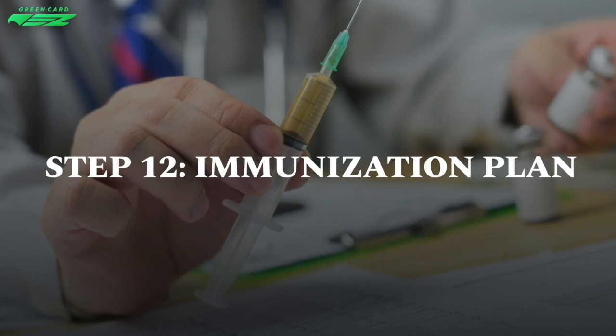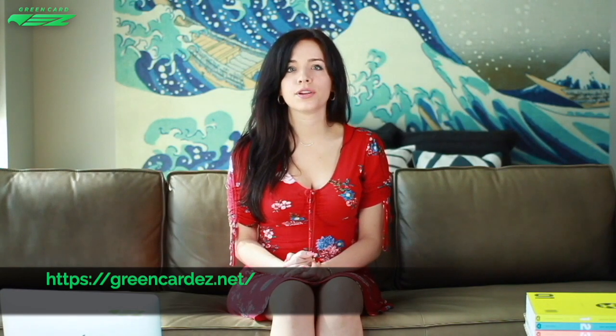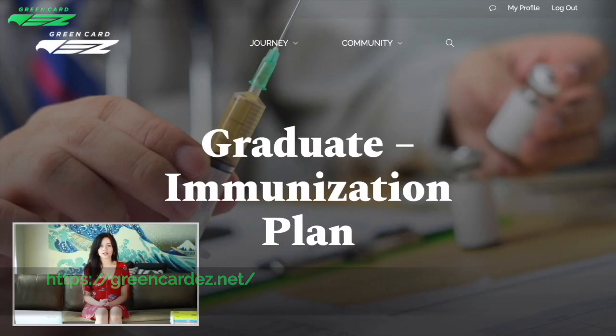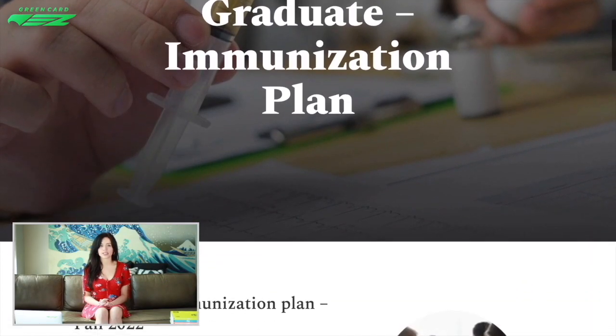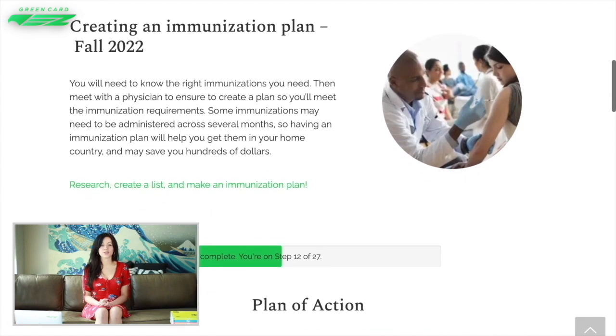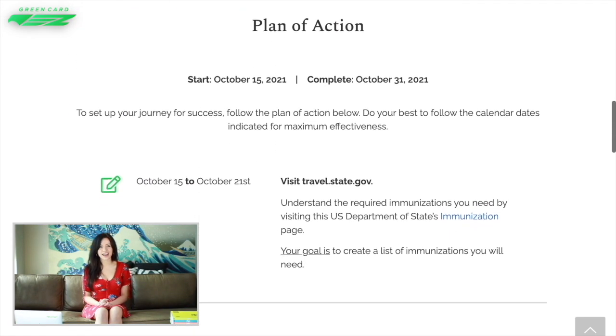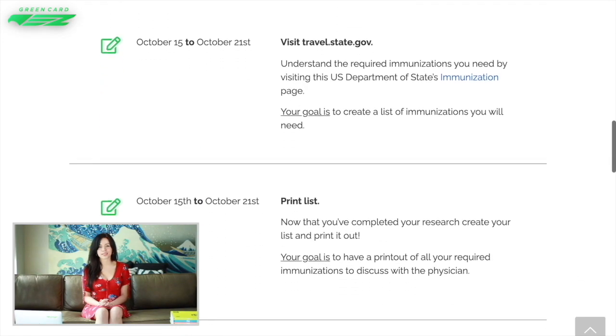Step 12 on your student journey is to create an immunization plan. United States immigration law requires visa applicants to obtain specific vaccines before issuing a visa. Your goal is to meet with your doctor to create an immunization plan. Remember, getting started on time can save you hundreds of dollars. Don't ignore it. There are 3 items you need to check off your list to complete this step.